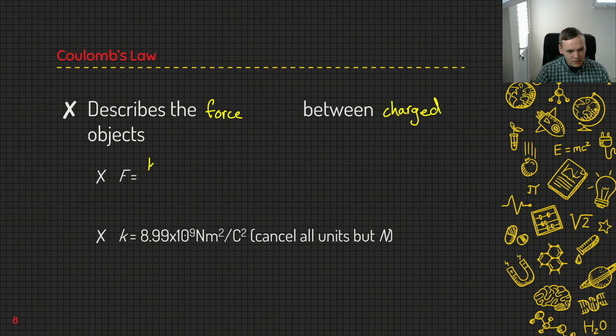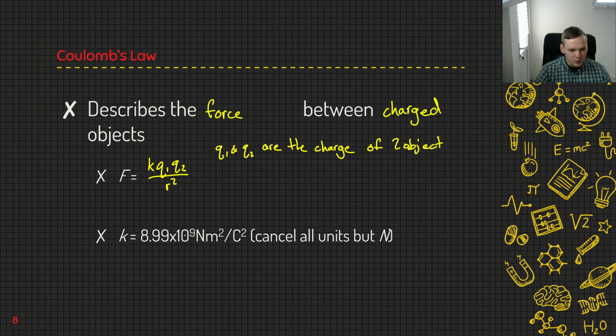And the force is equal to K times Q1 times Q2 divided by r squared. So Q1 and Q2 are the charge of the two objects. So just like if you remember when we did gravity, m1, m2 over r squared, same thing here, but instead of mass, we're talking about charge.